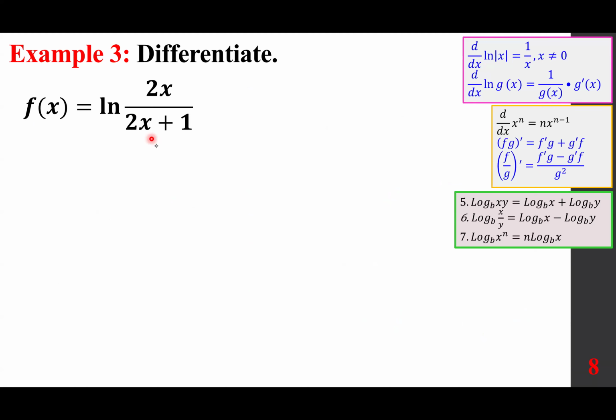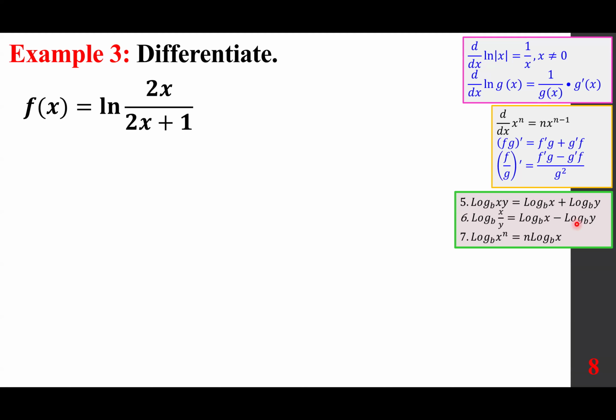f of x is ln of 2x over 2x plus 1. If you just want to do it the way this one is given, ln of g of x is 1 over g of x times g prime of x, you have to flip this over. And then you have to use the quotient rule. You don't want to do that. Why not? Because it's a lot more complicated that way. So what is the easiest way?